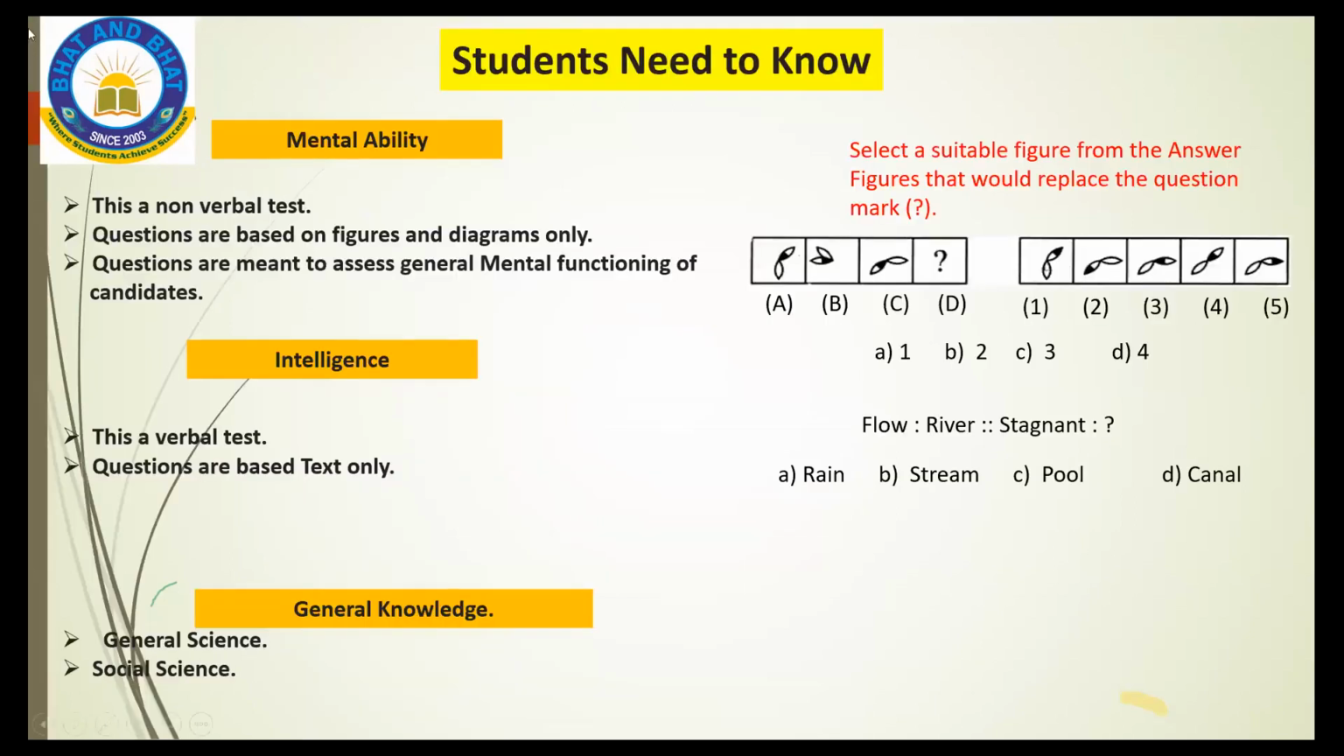This is how the mental ability question paper questions will be on the right-hand side. On the right-hand side, you can see which are the mental ability questions and which are the intelligence questions. So this is the difference between mental ability and intelligence. GK, I already told, comes under general science and social science. Intelligence is a verbal test. Mental ability is a non-verbal test. It is purely based on figures and diagrams only.